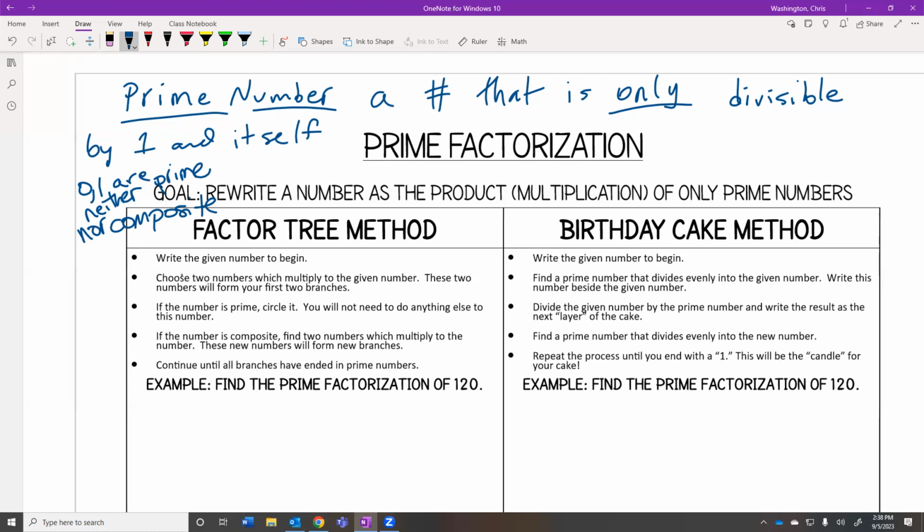And why is 1 not prime? 1's not prime because, yes, we can divide by 1 and itself, but 1 and itself is the same number. And if 1 and itself is the same number, then it's not really prime.